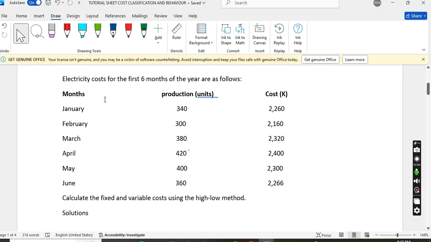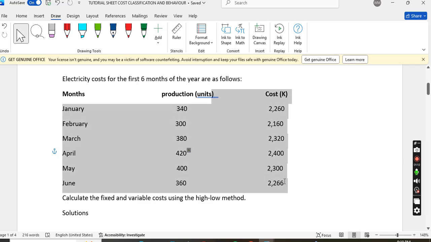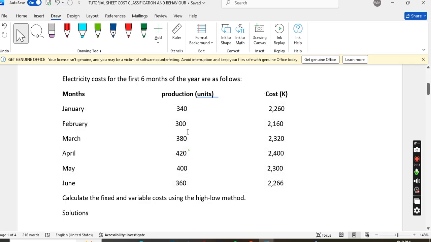Okay, so let's look at the question here. For this company, it says electricity costs for the first 6 months of the year are as follows. So we've got our costs here and the production in units. They've asked us to calculate the fixed and variable costs using the high-low method. And also let me add one more: estimate the total cost when 500 units are produced.